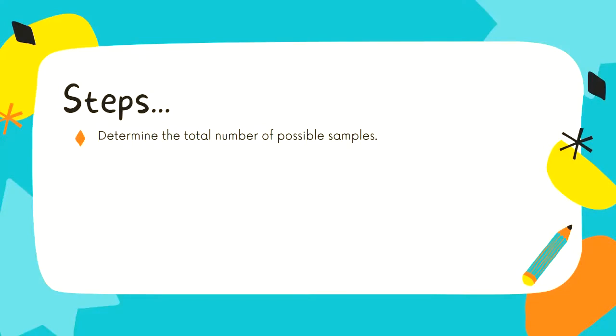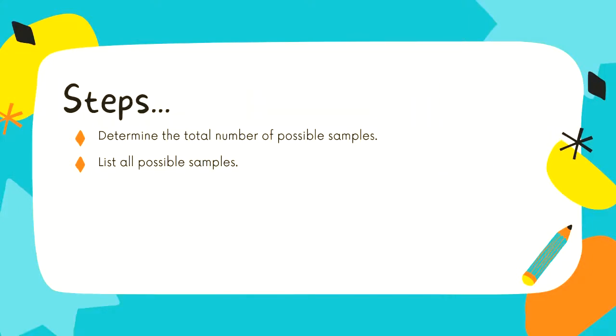So, how do we construct a sampling distribution of the sample means? Here are the steps. First step is, we need to determine the total number of possible samples using the formula of combination, where capital N is the population size and small n is the sample size.